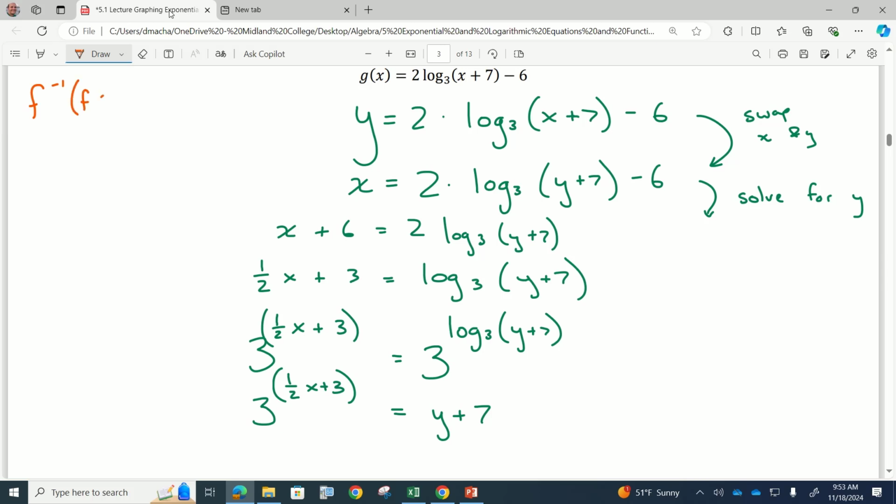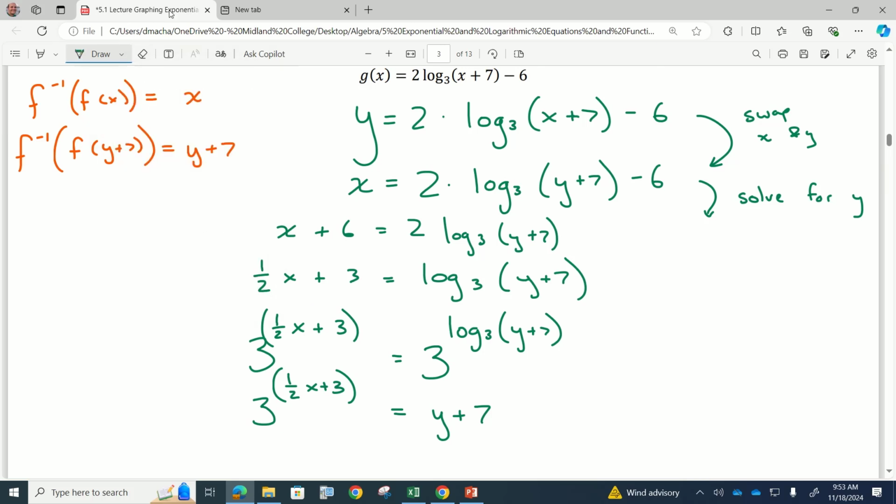Because this is something we discussed at length in section 4.5. We said if we compose a function with its inverse function, then we should just get x when we're done, right? And so now we're saying, what if I have the inverse function of a function of y plus 7? Well, that should just be y plus 7. Again, because the exponent base 3 is the inverse function of the logarithm base 3. And this is what it looks like to compose that way.